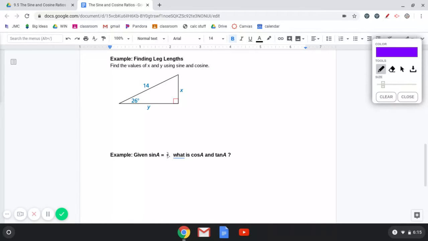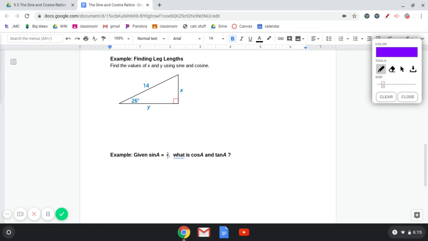We'll do some examples about applying these sine and cosine ratios to find missing lengths in a triangle. So in this example right here, we've got a right triangle. We know the hypotenuse is 14, and we know this angle has a measure of 26 degrees. So I'm going to choose that angle to be our reference angle.